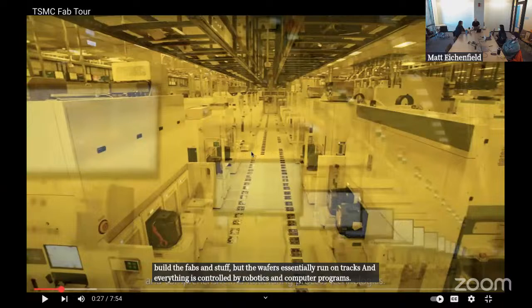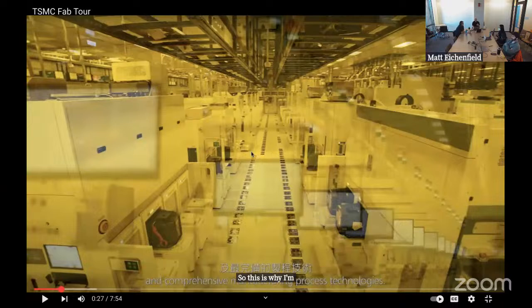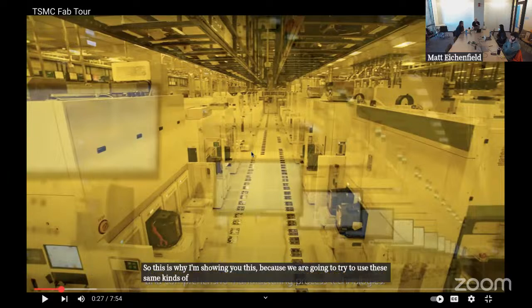This is why I'm showing you this, because we are going to try to use these same kinds of techniques to make our photonic devices at scale, so we can have lots and lots of qubits, lots and lots of entanglement, and make scalable quantum networks. Okay, so now I'm going to show you the rest of the video, or at least some fraction of it.